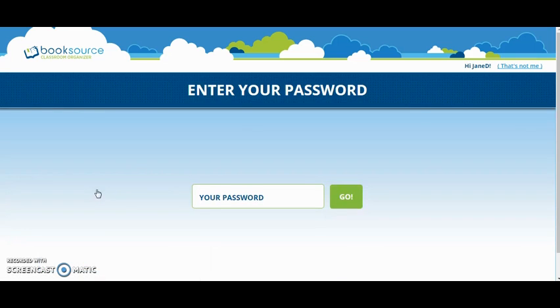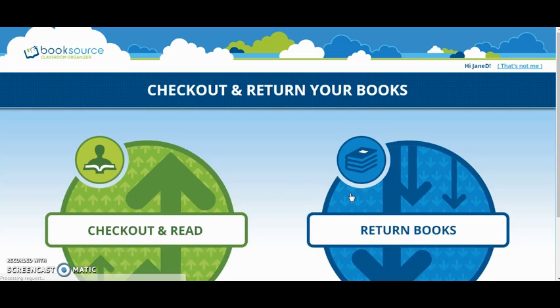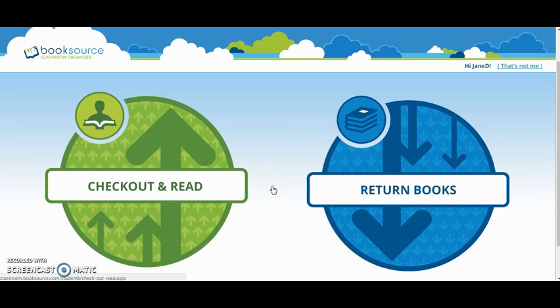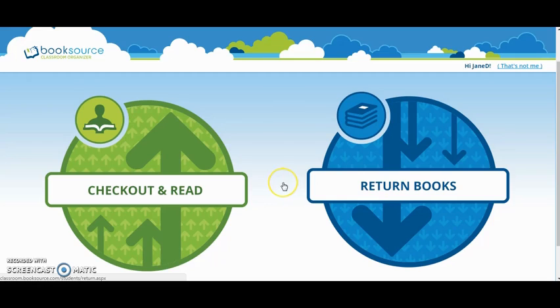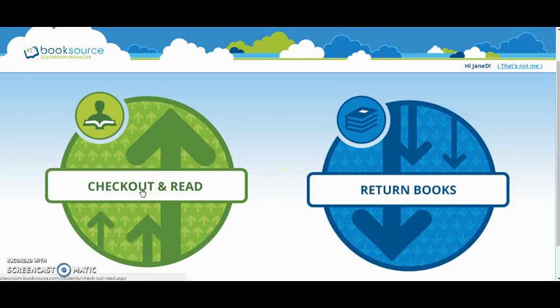You'll notice that it prompts you for a password. Your password is your 5-digit lunch pin, so you'll want to go ahead and enter that. Obviously, yours won't be 1, 2, 3, 4, 5. From here, you can either check out and read, or you can return a book. Let's start with check out and read. So if you want to check out a book, which we all do, go ahead and click on Check Out and Read.